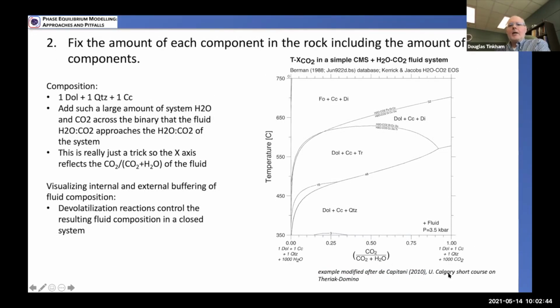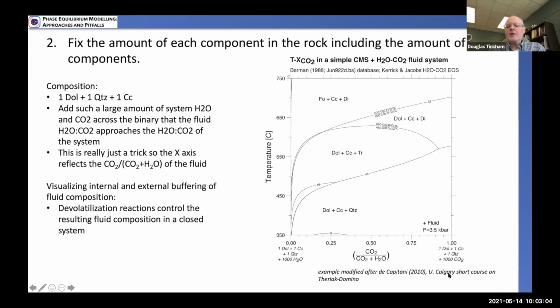This is a diagram constructed in Theriac Domino using the Berman database. It's a TX-CO2 diagram. That CO2 on the x-axis is bulk system composition. It was not specified by fixing the bulk CO2, H2O content of the fluid, but of the entire system. In this case, I'm working in a very simple system.